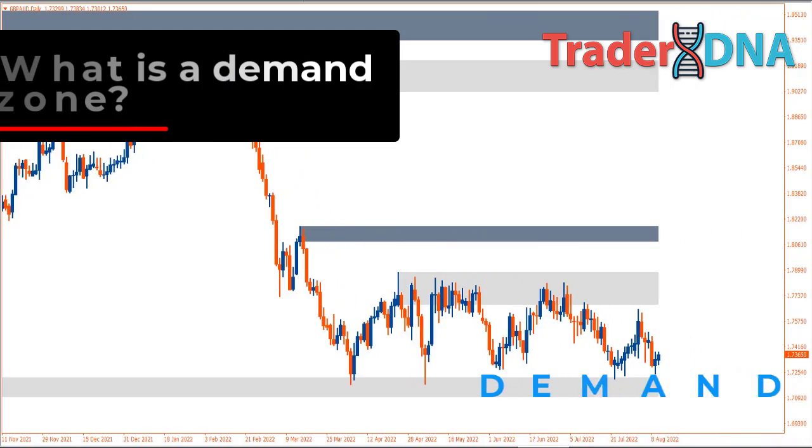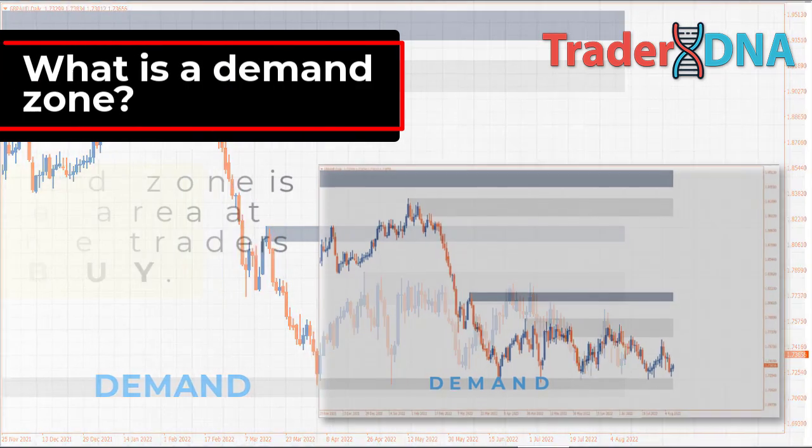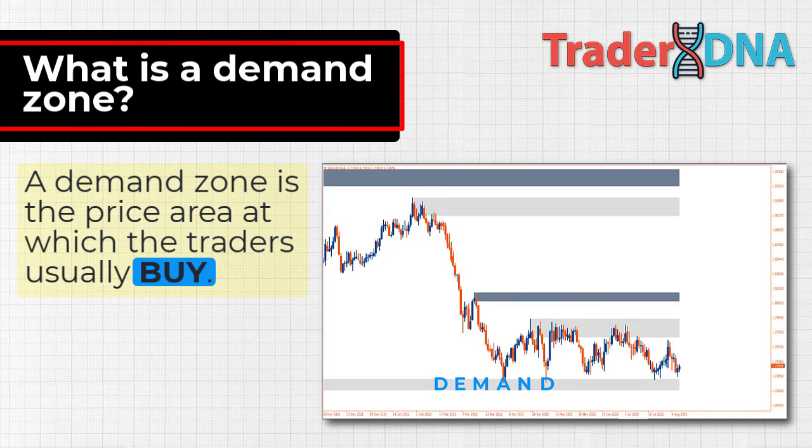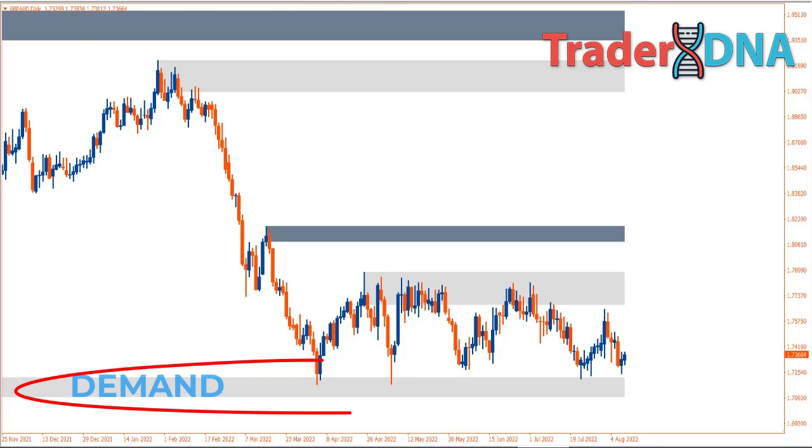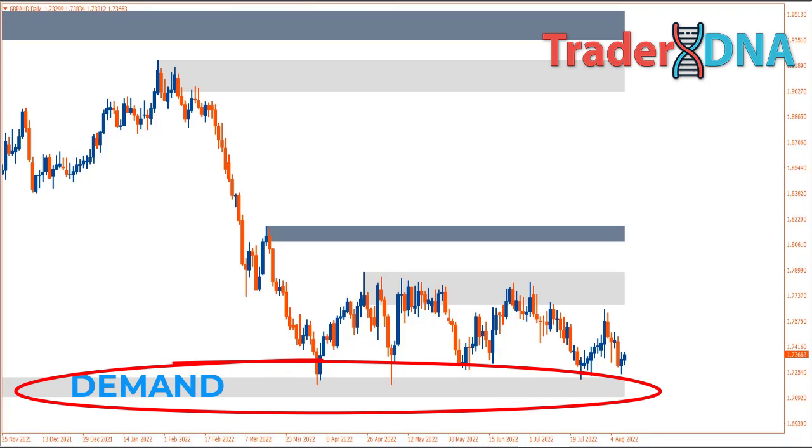What is a demand zone? A demand zone is the price area at which the traders usually buy. This area is present below the current price, where the buying interest or potential is the highest. This means the demand zone has many buyers available due to many buying orders at that level. This chart will help you understand the demand zone concept more properly. In this chart, you can see an instant move to the upside. That's because when price rallies up to the demand zone, some orders get filled while the unfilled ones get absorbed.